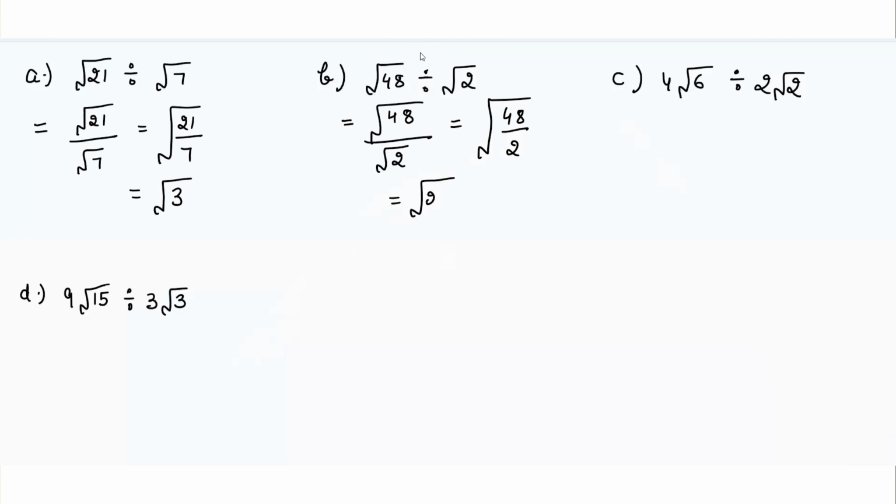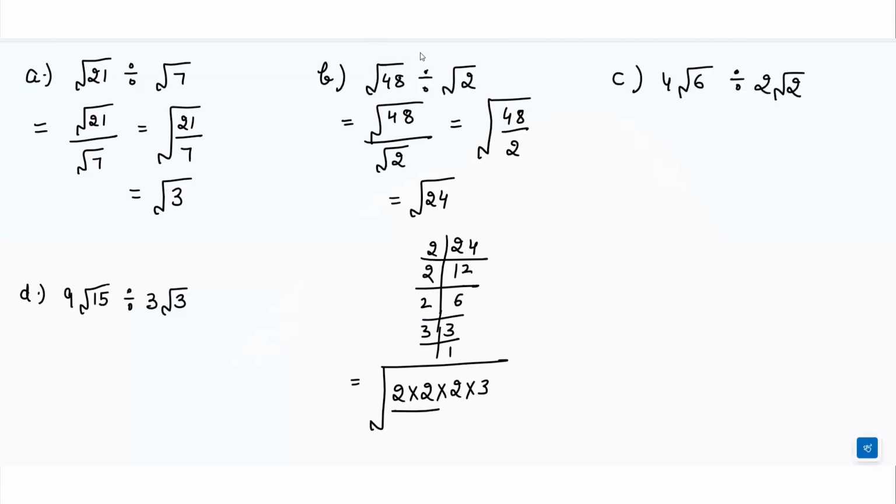which is equal to root 24. So whenever we get a value in the answer, we have to see, is it in the simplified form? If it is not in the simplified form, we have to simplify it. So for 24, if I have to simplify, first I will make the prime factors of it: 2, 12, 2, 6, 2, 3, 3, 1. So I can write root 24 as the square root of 2 into 2 into 2 into 3. So this is a pair. I can write 2 outside, and within the square root it will be 2 into 3 left. So the final answer is 2 root 6.